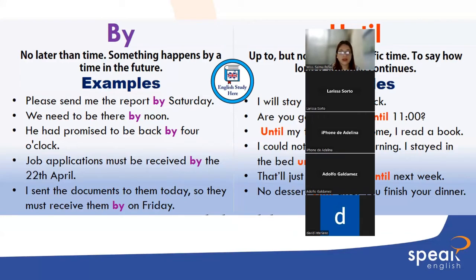So remember, if you say until, that would mean up to, and when you say by, that would be the translation, for Saturday, or on Saturday. For example, please send me the report by Saturday. We need to be there by noon. He has promised to be back by 4 o'clock. Job applications must be received by the 22nd of April.